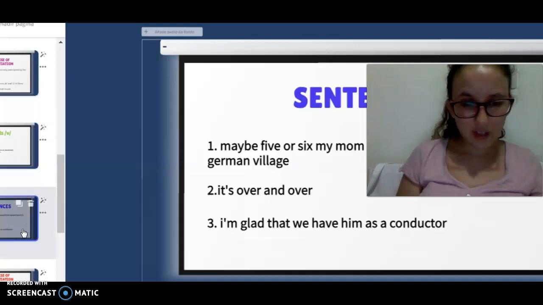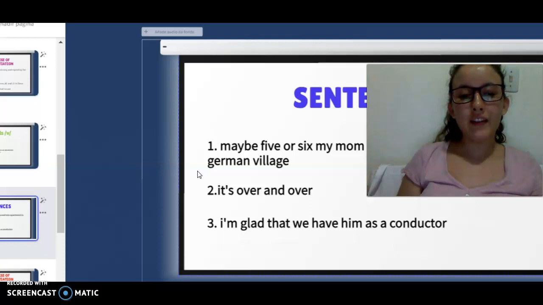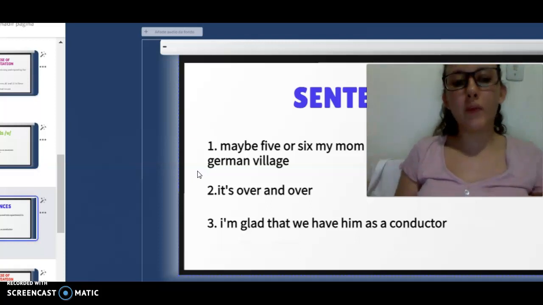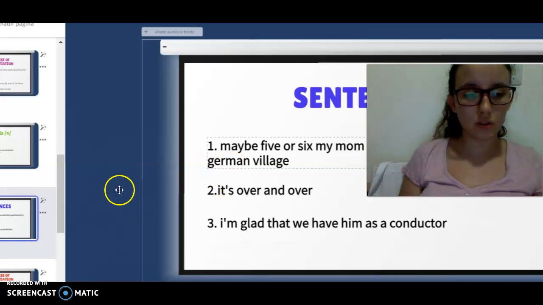I created 3 sentences. My mom moved into an apartment in German Villa. It's over and over ingrained that we had him as a conductor.